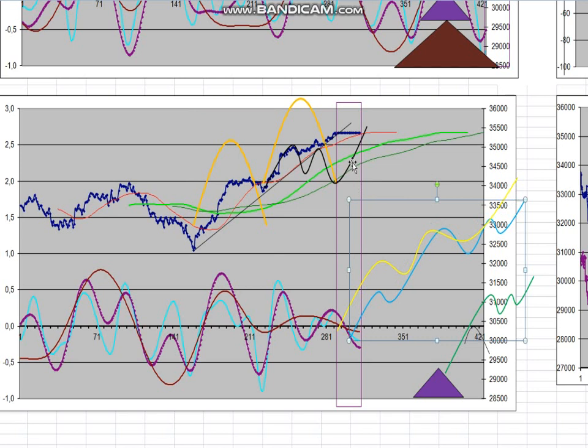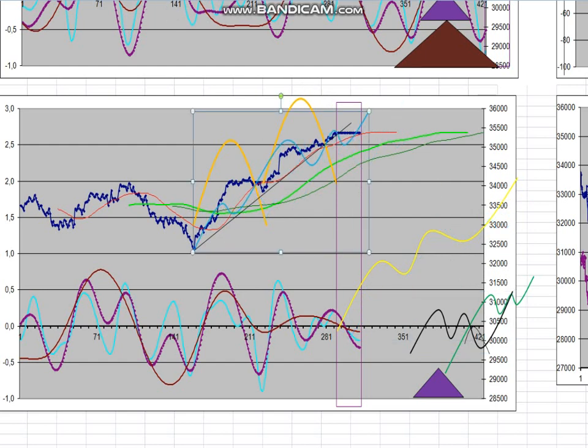Well, I could draw a scenario here. I would like to see some reaction to the downside, breaking this trend line, but then we pop up again, stagnating, making a flat top, and then we could react down. So that's my general scenario.